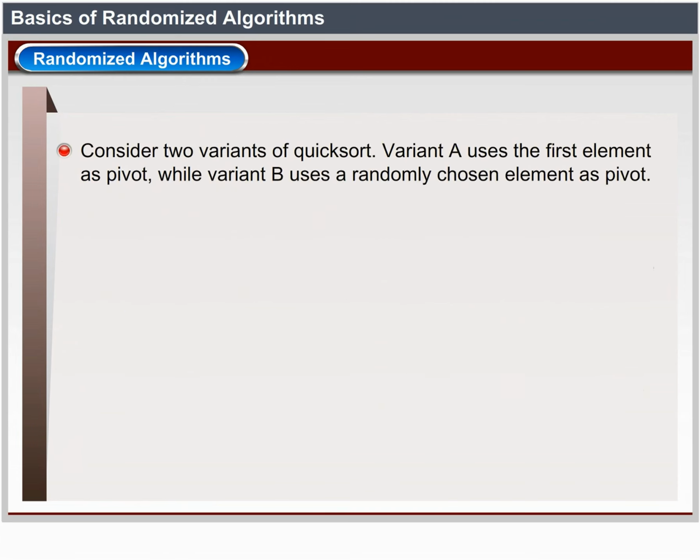Consider two variants of quicksort. Variant A uses the first element as pivot, while variant B uses a randomly chosen element as pivot.